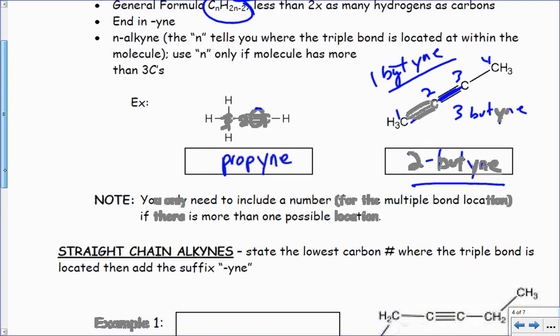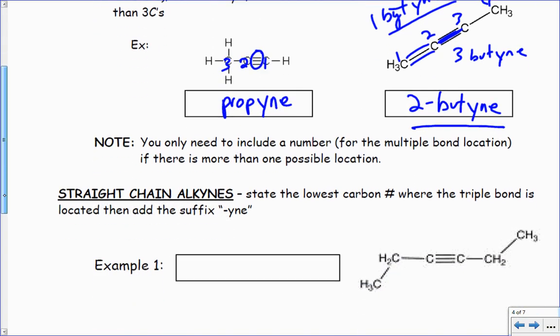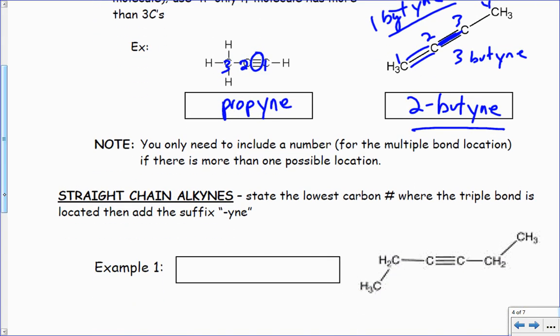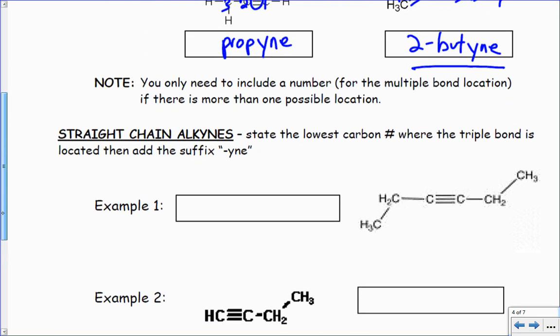Okay. I only need to include the number of the multiple bond location if there is more than one possible location. So that's why with the 2 I have to put it in there, because it could be on the 1. It would never be on the 3, but it could be on the 1 or the 2. So I have to write that it's a 2 because it could be either place.